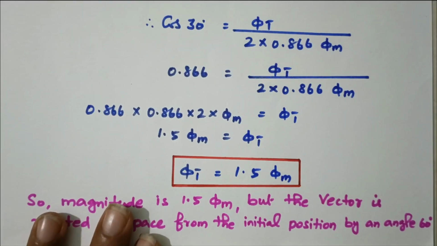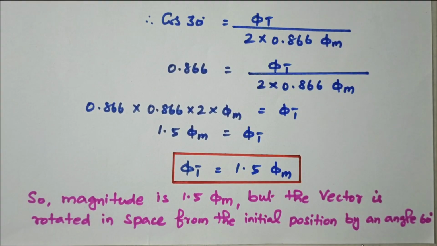So that is what we already discussed, right? The value will be the same maximum, but it is rotating. The magnetic field is rotating. That's why it is called a rotating magnetic field. In the previous case at 0 degrees, the vector was vertical. Now it is rotated by an angle of 60 degrees, but the value remains the same, 1.5 φm. Now we'll go to position 3.